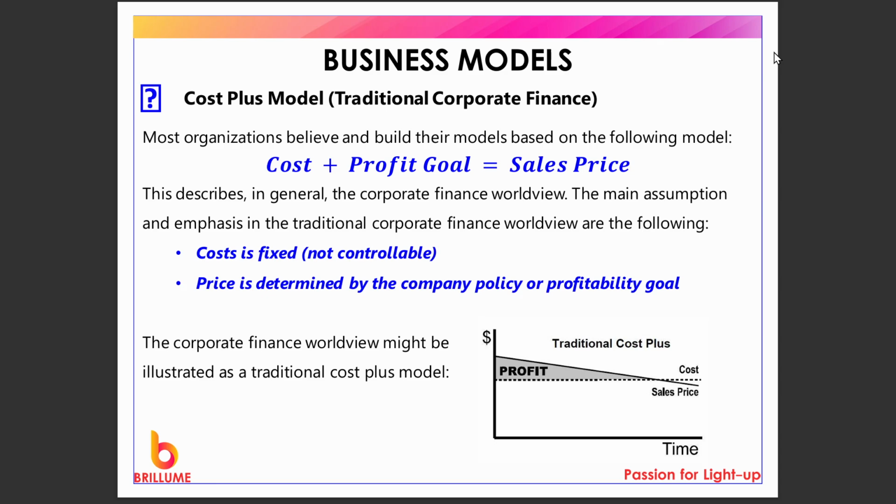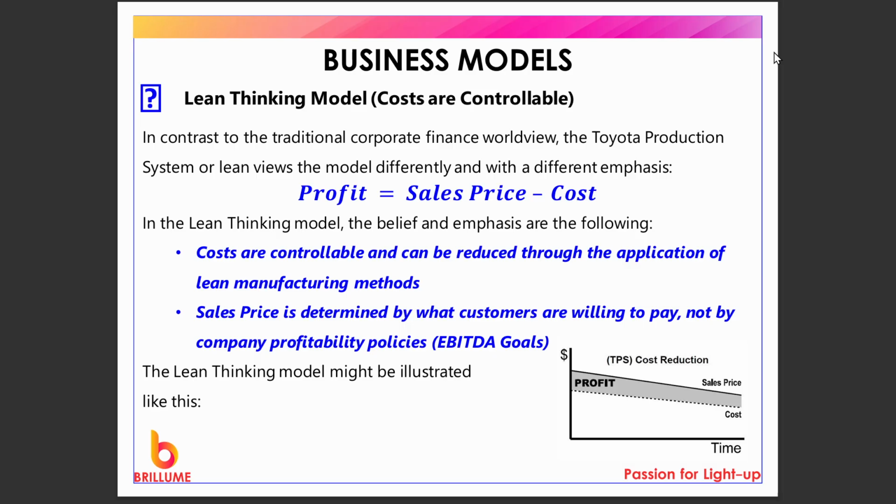Once you see this picture, you can understand something once you see this properly. And another one is the proper lean thinking model. Costs are controllable in the context of the traditional corporate finance model. The Toyota production system has a different emphasis. So profit is equal to sales price minus cost. That is profit. In the lean thinking model, we emphasize the following.